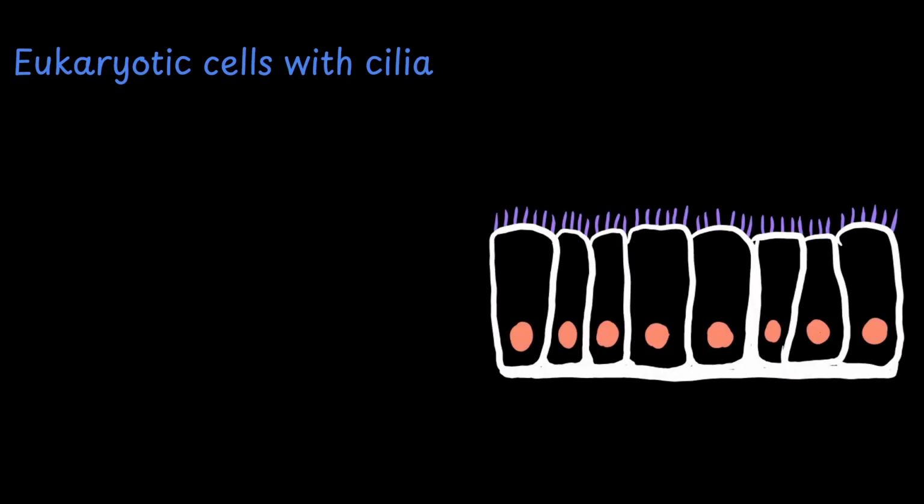Eukaryotic cells can also possess cilia. They might look something like this. These cells are columnar cells, and the cilia are present on their apical surface, or the upper surface. So these are called ciliated columnar epithelium. And there are a few places where these could be found.